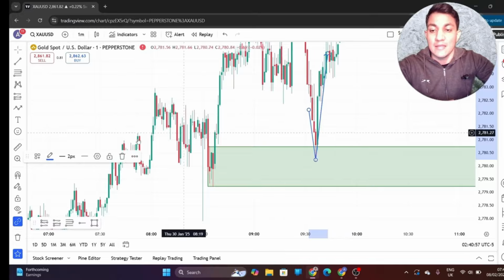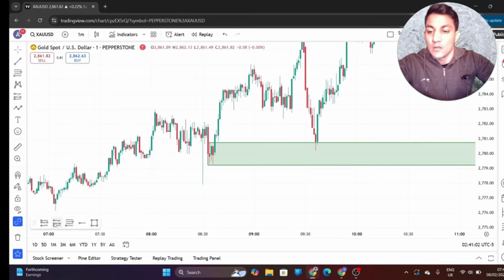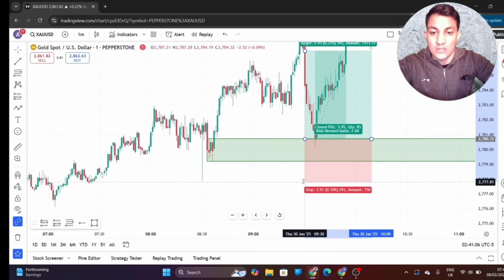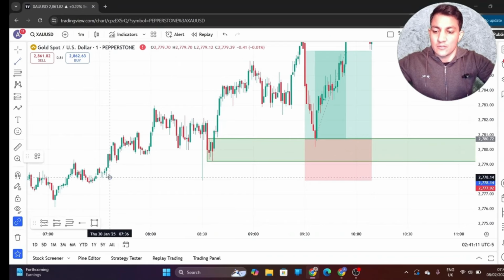So right here, let's just say if I didn't want to enter the fair value gap, I would enter on this order block here, like this. Now my stop loss would have to be at the liquidity sweep low. Let me just mark this out right here. It has to be at this liquidity sweep low.